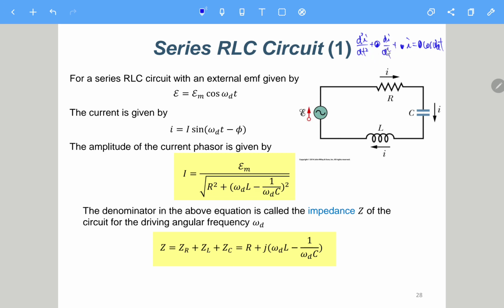After finding the complementary solution, you assume the particular solution is also cosine and sine with the same frequency, and plug it in to find the coefficients. Finally you get the complete solution, something like A exponential of s1 t plus B exponential of s2 t plus C cosine of omega t plus D sine of omega t, something like this.